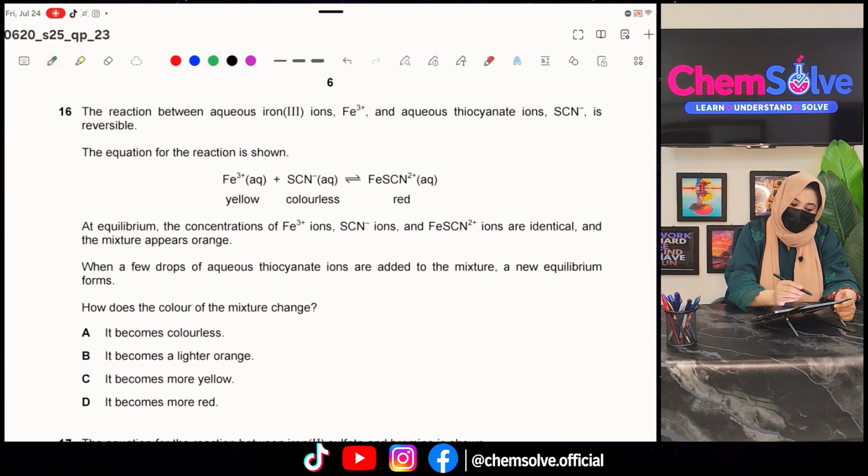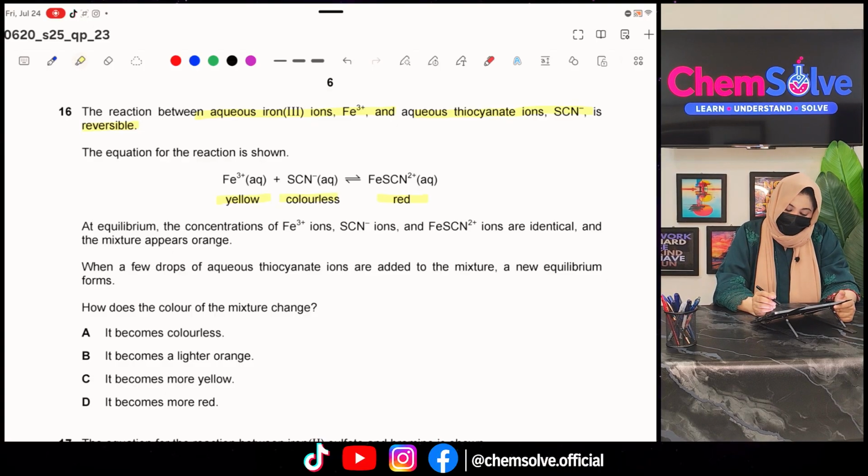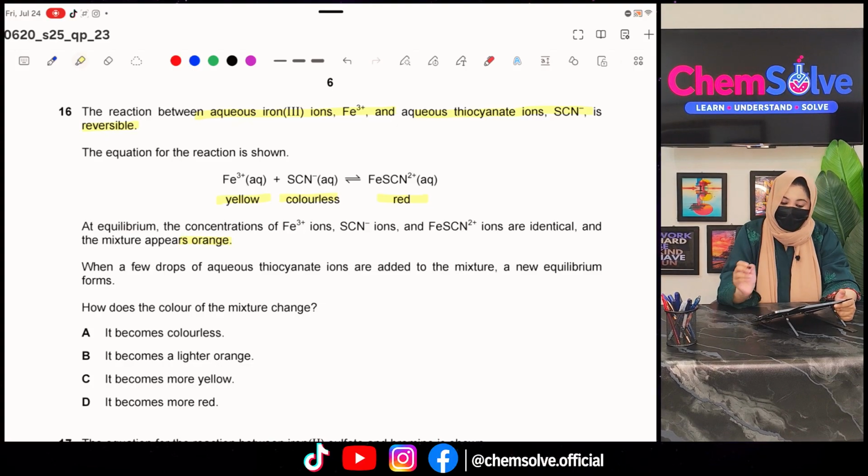Question number 16. The reaction between aqueous iron 3 ion and aqueous thiocyanate ion is reversible. Fe positive 3 is yellow, thiocyanate is colorless, and the product is red. Okay. So what happens at equilibrium? The concentrations of the Fe positive 3, SCN, and FeSCN2 ions are identical, and the mixture appears orange. When all the concentrations are equal, the mixture appears orange.